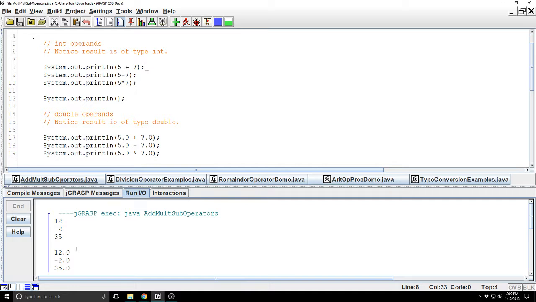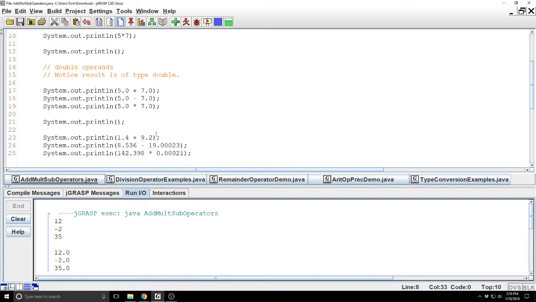Sure enough, you can see that we're getting the same answers here, but notice that Java puts the .0 on the end, meaning, hey, I'm adding the double 5.0 and the double 7.0, so the result is the double 12.0. With adding, subtracting, and multiplying, that's not going to make a huge difference, but we're going to see that when we get to division, putting the .0 or not is going to make a big difference. So we need to be careful about those things.